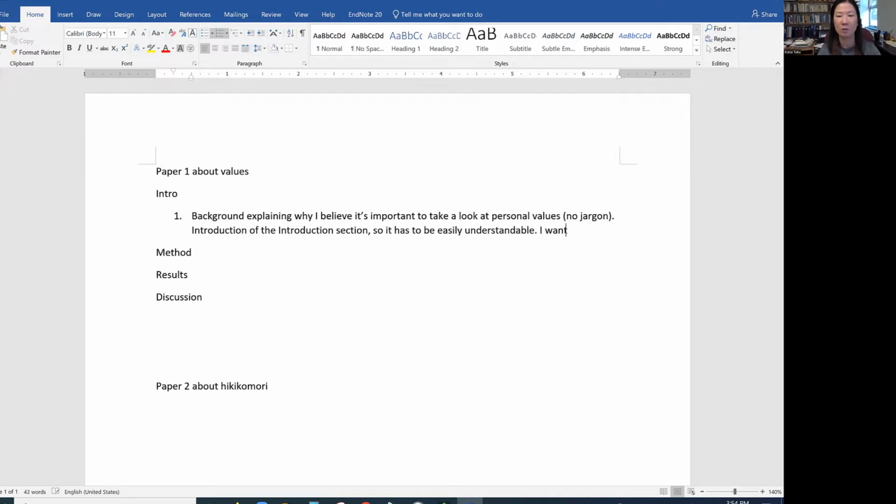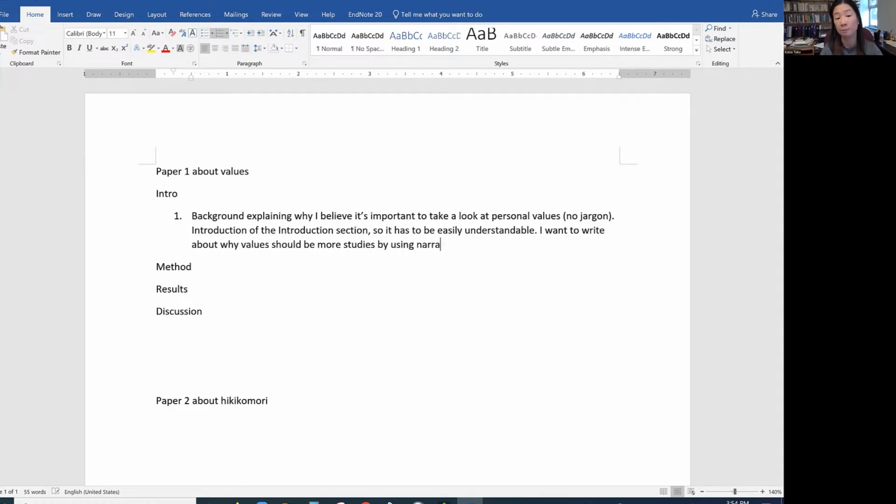I want to write about why I personally became interested in values. Why I really believe values should be more studied, by using maybe narratives or examples or somebody's quotes or something like that, or my past studies. I just want to use something to explain why values have to be studied more.